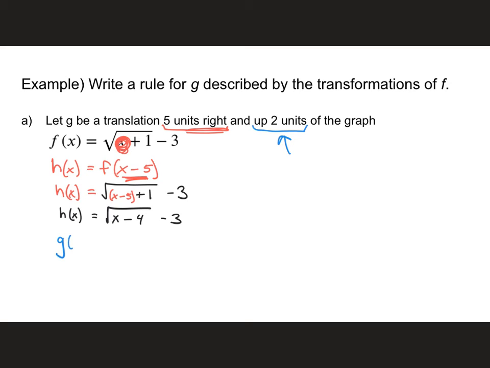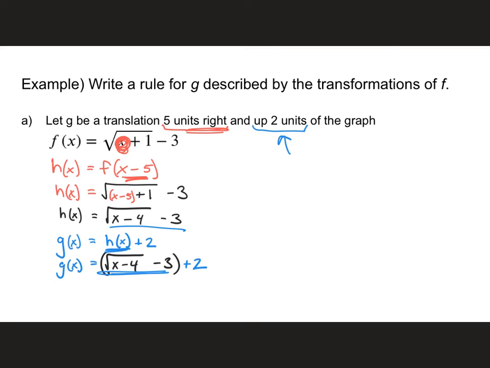That means my new function g of x, the one that I'm looking for, will be my function h of x shifted up 2 units. So h of x has already been moved to the right 5 units. That's this function right here. What I need to do now is take h of x and move it up 2 units. So what does that look like? That means g of x is equal to the function h of x, which is this whole thing that we just came up with, and then we're going to add 2. So my function h of x, which is right here, and I'm going to move it up 2 units.